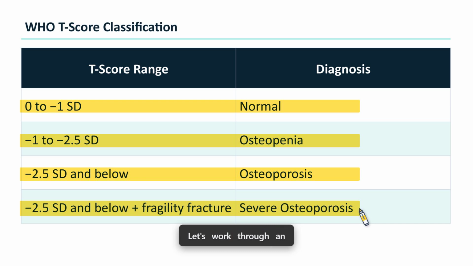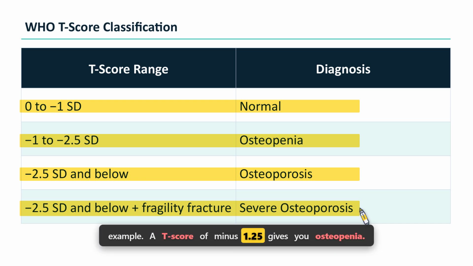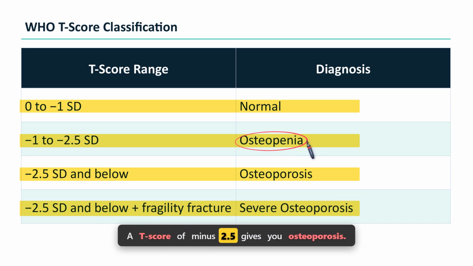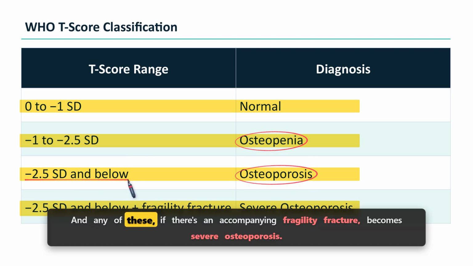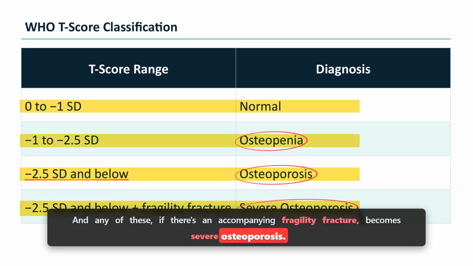Let's work through an example. A T-score of -1.25 gives you osteopenia. A T-score of -2.5 gives you osteoporosis. A T-score of -2.6 also gives you osteoporosis. And any of these, if there's an accompanying fragility fracture, becomes severe osteoporosis.